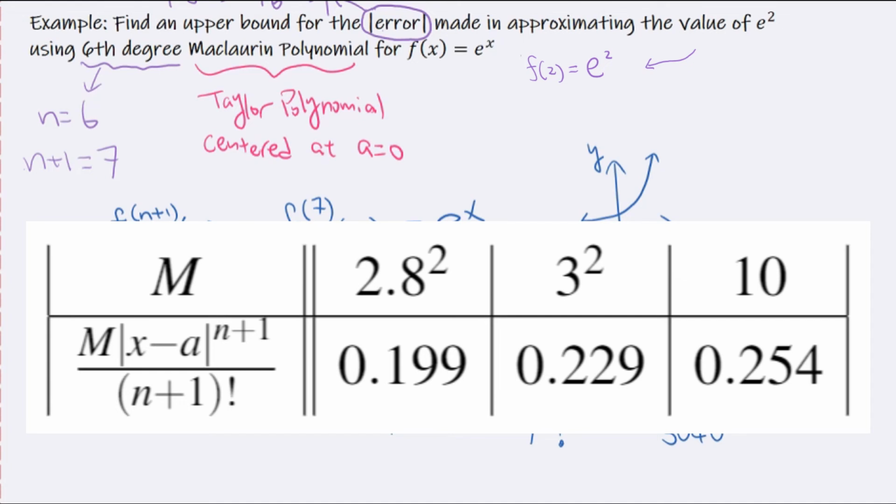Also, if you're approximating something using the Taylor polynomial, you might be wondering, well, really how many terms must I use in order for the error to be within, say, 0.25? So if you use 3 squared for m, you will see that the 6th-degree polynomial is enough. You really don't need another term, but if you use 10 for m, you will think that you do.